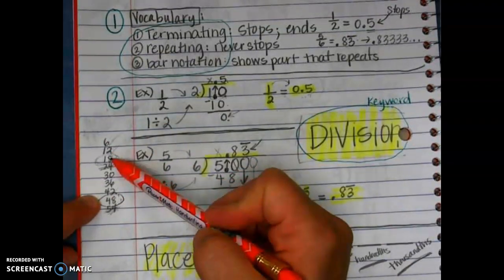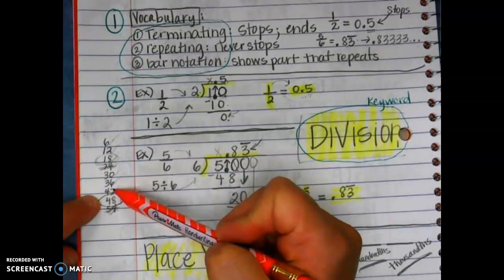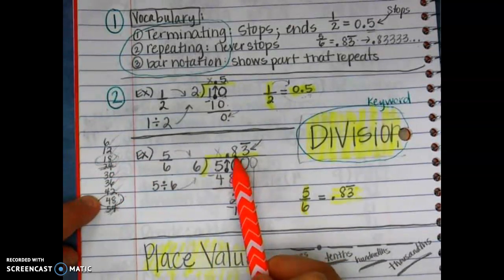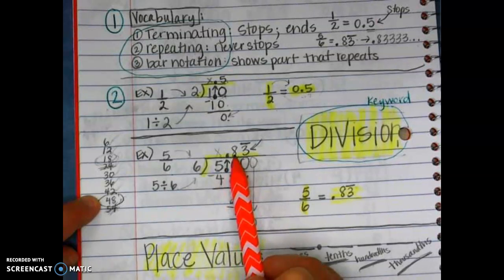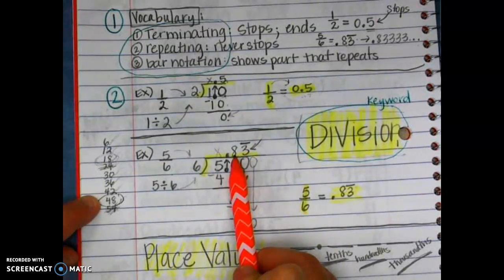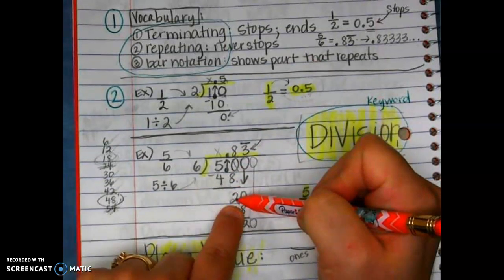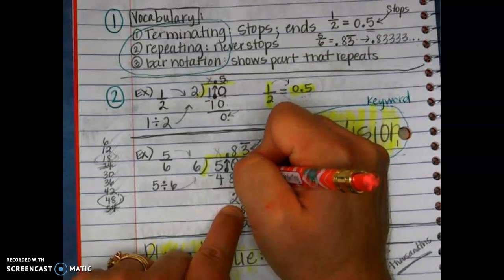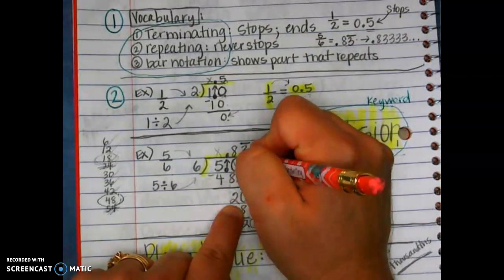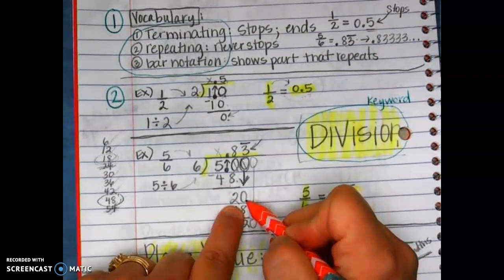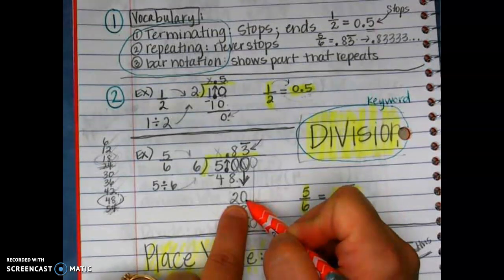1, 2, 3, 4, 5, 6, 7, 8. That's where this 8 comes from. And that 8's on top of the 0. 8 times 6 is 48. Now, subtract, and you get a remainder of 2. You are going to bring another 0 down. You're going to add it and bring it down because you're not allowed to have a remainder except for the number 0, which is nothing.